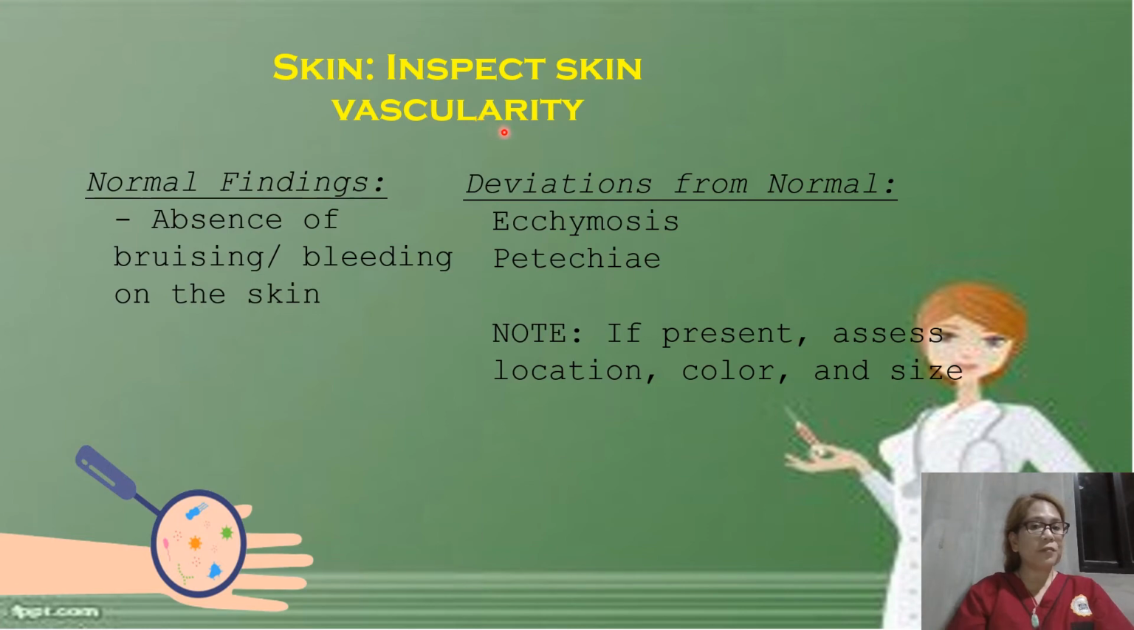Okay, inspect for the skin vascularity. These are the normal findings. No, there is an absence of bruising or bleeding on the skin. While the abnormal findings include ecchymosis and petechiae. So if these are present, you have to assess the location, the color, and the size.